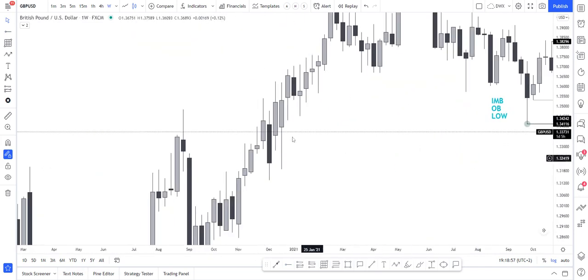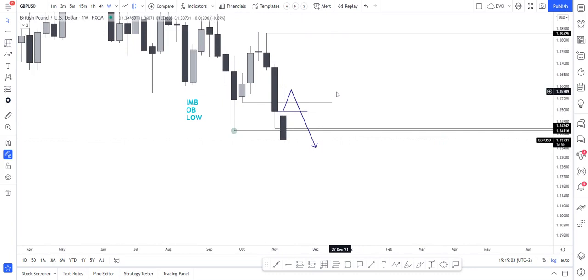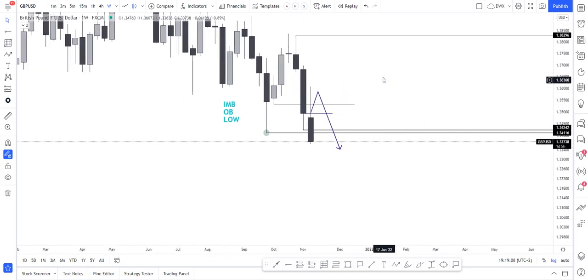We don't need to look to the left, because we can't really identify anything in here. We just need the most recent price action, potentially the last 20 or 40 days, and we need to identify where is the liquidity in those areas.